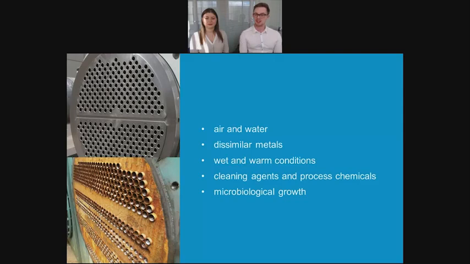Usually in a tube sheet heat exchanger, the tubes are made from copper while the face is made from something like mild steel. Because copper is a more noble material, the steel begins to corrode preferentially, causing a really rapid loss of material. This becomes a problem the longer it goes on. If it's left completely unchecked, the wet and warm conditions inside the HVAC system, combined with any cleaning agents and process chemicals, accelerate the corrosion massively.